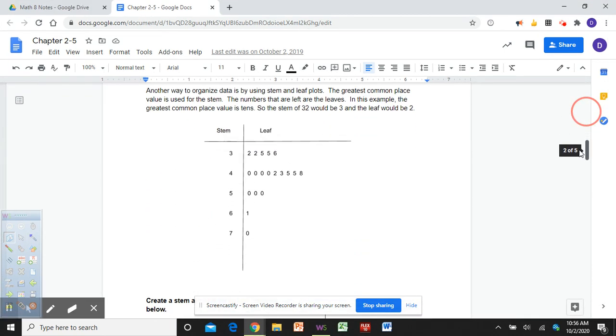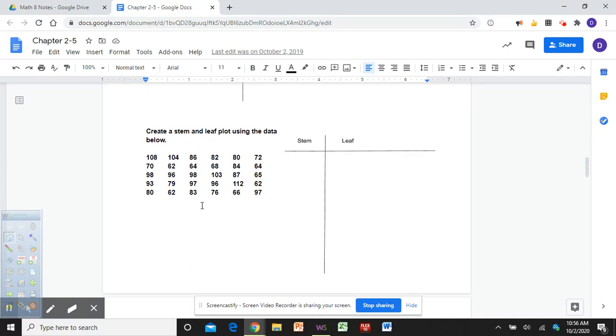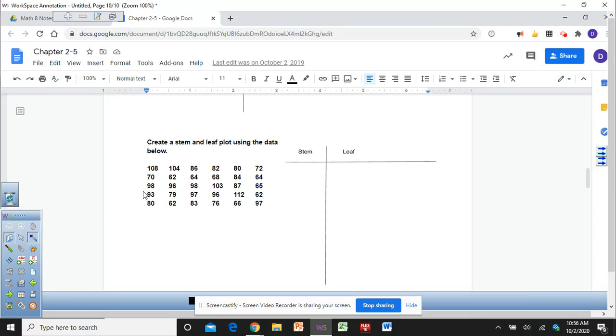Okay, a stem and leaf plot is another example to do that. I'm going to make this a little smaller so we can save a little bit of time here. For a stem and leaf plot, you have two parts: the stem and the leaf. The stem is the highest place value they all have in common. If you look here, they all have a tens place filled in.